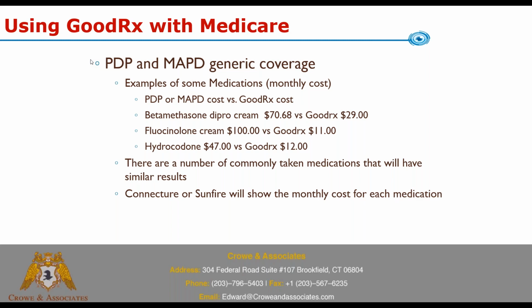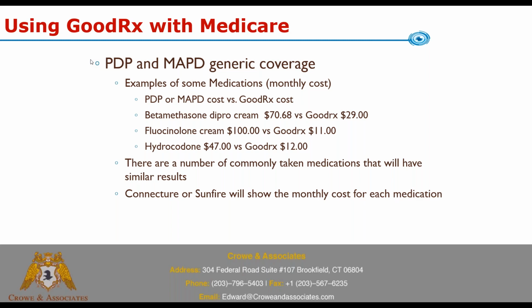And if you look, on the average MAPD or PDP, the negotiated rate of that drug is $70.68, and it's being thrown in Tier 4 with most companies. So the client's going to pay $70.68 a month for that drug. The same cream on GoodRx is $29.